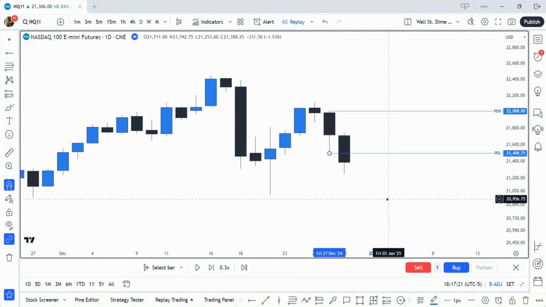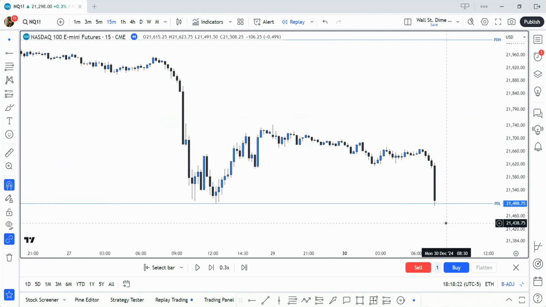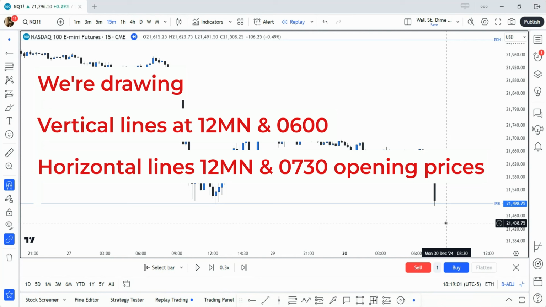So moving on to step 2, we're going to switch to the 15-minute time frame. You'll have to adjust your chart to make it visually appealing to you. We're going to place vertical lines at 12 a.m., midnight, and 6 a.m. to visually separate the overnight sessions. In this step, we're also going to use a horizontal line to mark the opening price at 12 a.m. and another horizontal line to mark the opening price at 7 a.m. So let's go on to do step 2.